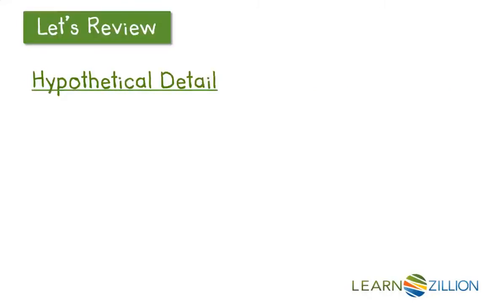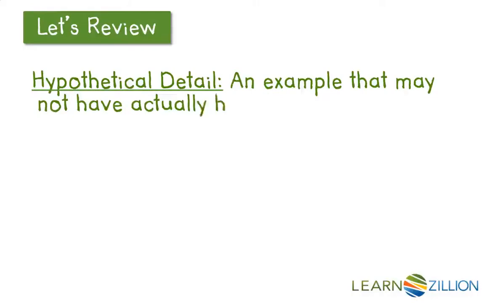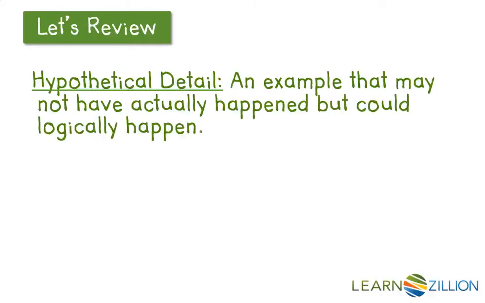One type of elaboration that you can use as a writer is a hypothetical detail. A hypothetical detail is an example that may not have actually happened, but could logically happen. It's similar to an anecdote in that it can be sort of a story, but an anecdote is something that is actually true.